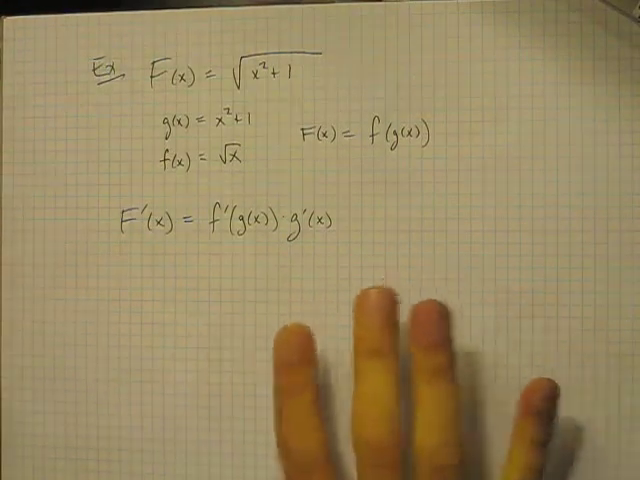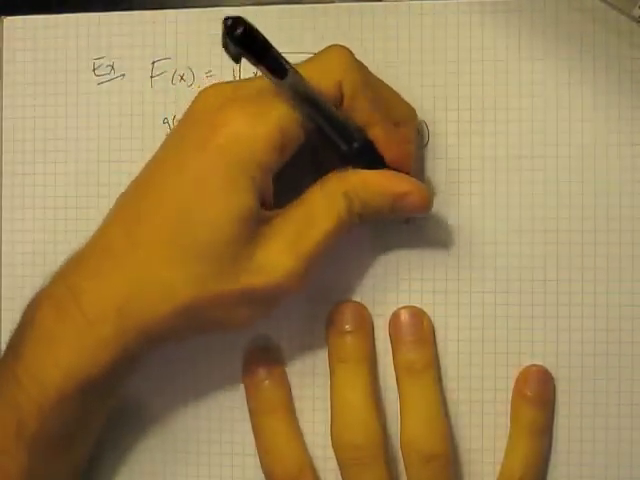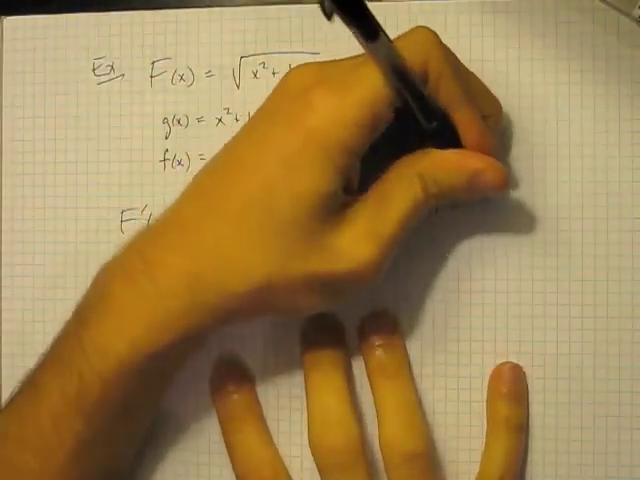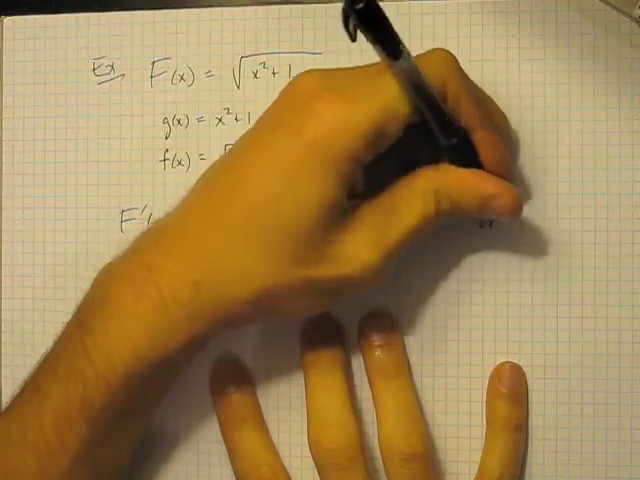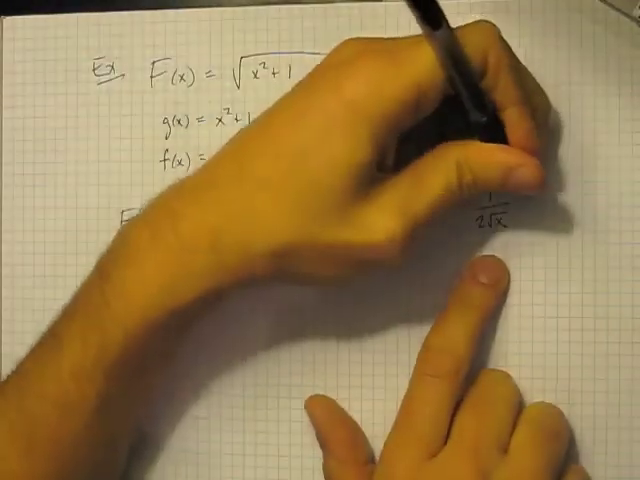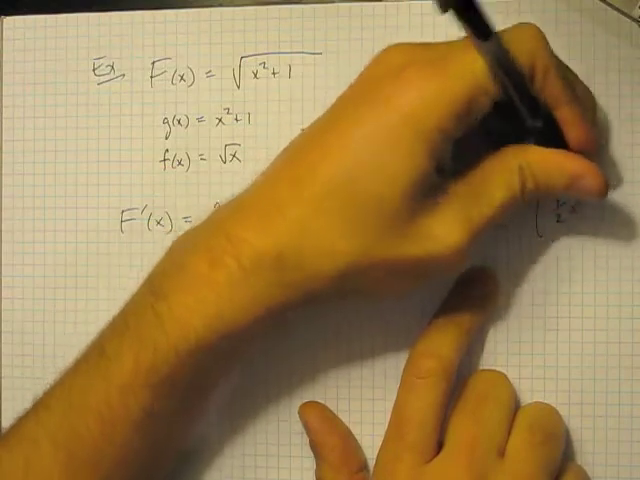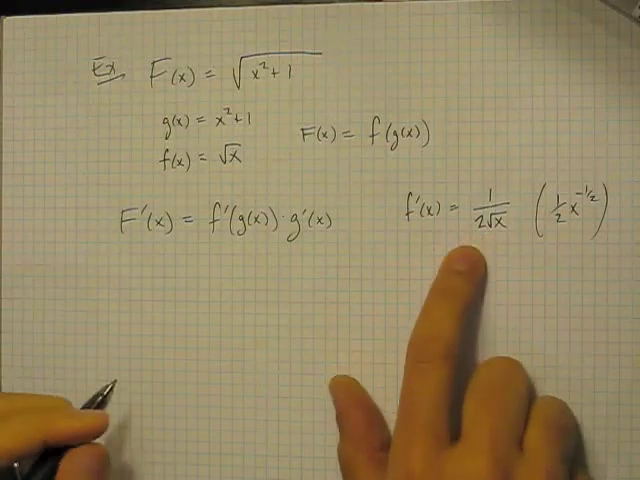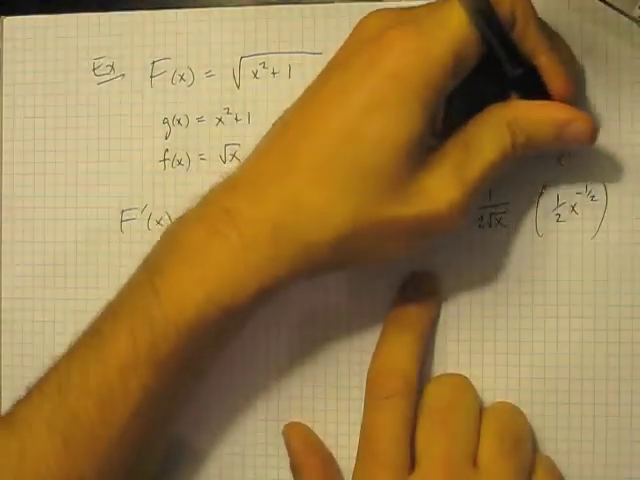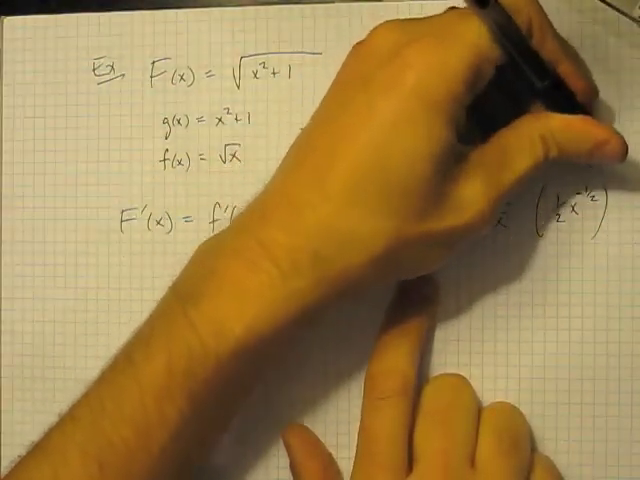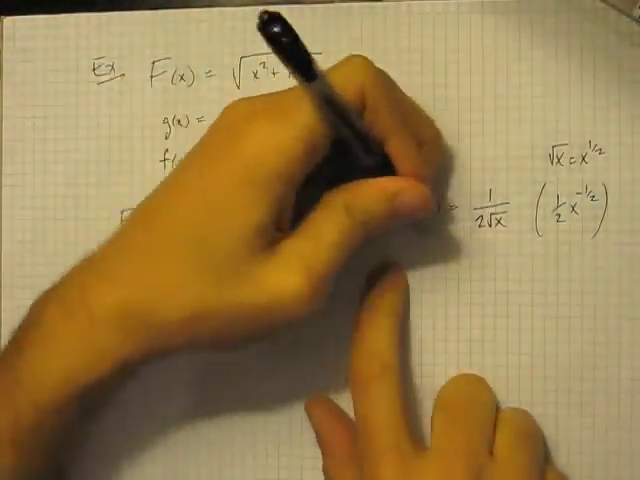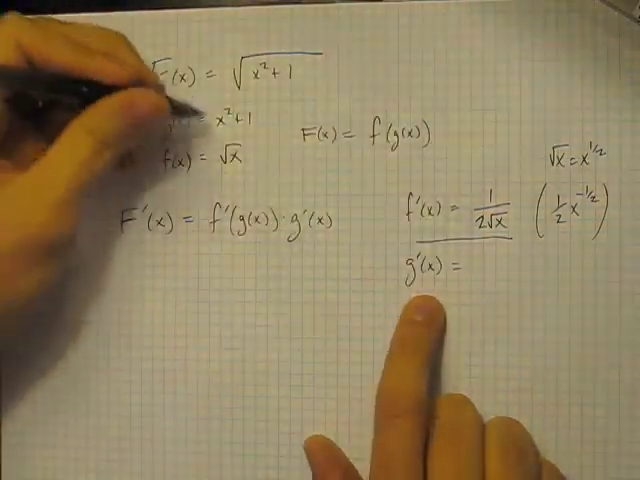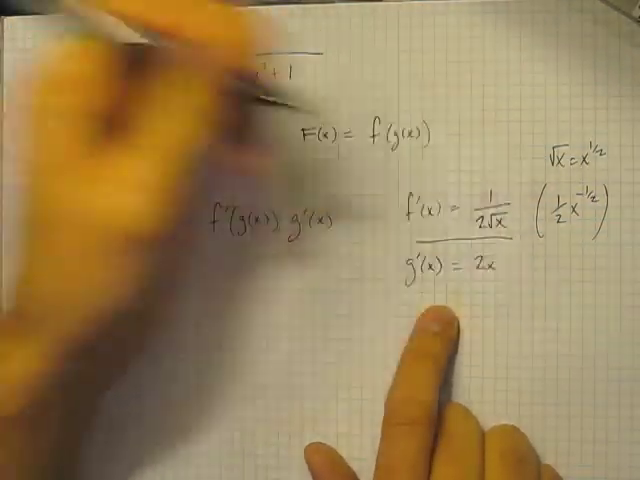Let's just on the side compute these derivatives. The derivative of little f, the square root of x: we bring the power down and drop the power by 1, so we get something like this. Another way to think of it is it's a half times x to the minus 1/2. That was the application of the power rule here. This is because square root of x is x to the 1/2. But this is the part that we're focusing on. And then g prime is the derivative of x squared plus 1, so that is just 2x.